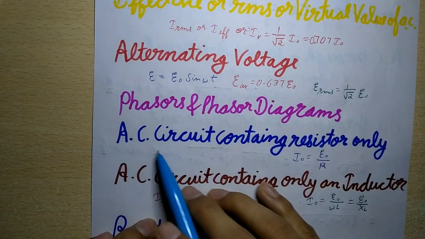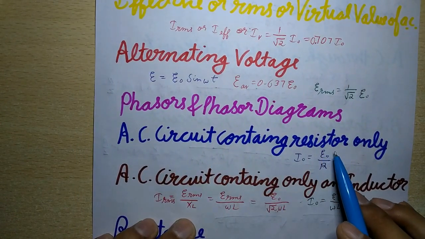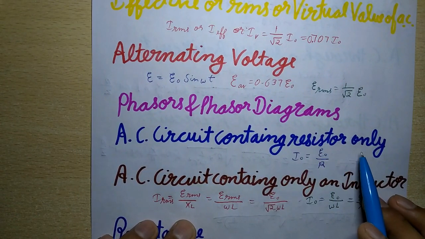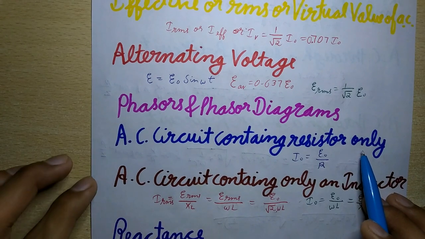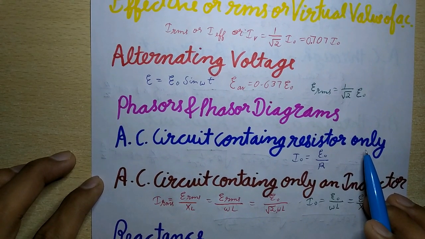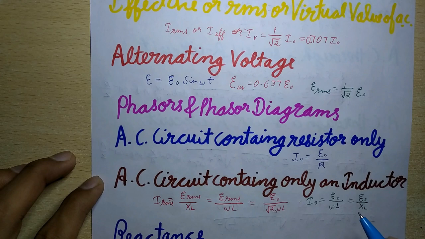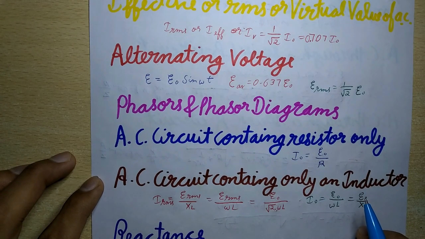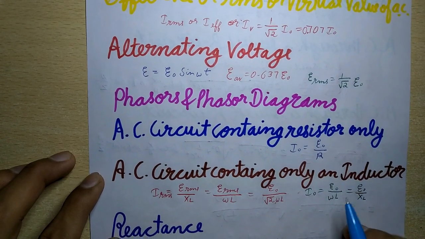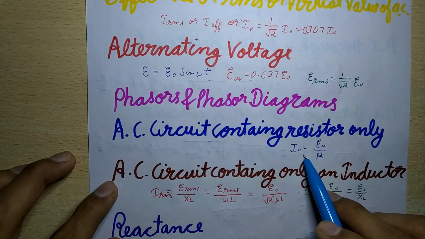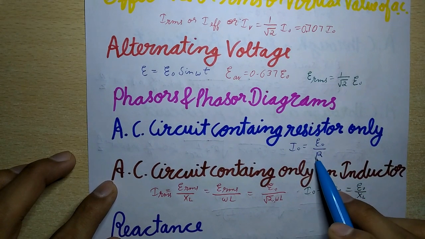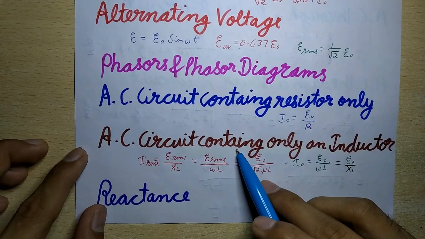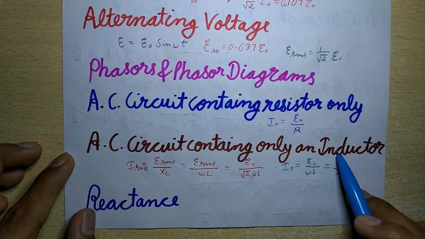Now next is AC circuit containing resistor only. An alternating voltage E = E₀ sin ωt applied to a resistor R drives the current I = I₀ sin ωt in the resistor. The current is in phase with the applied voltage, and the peak value of current I₀ is equal to E₀/R.